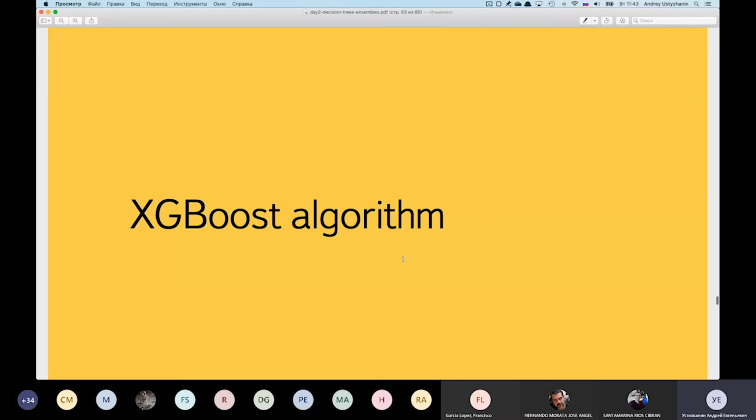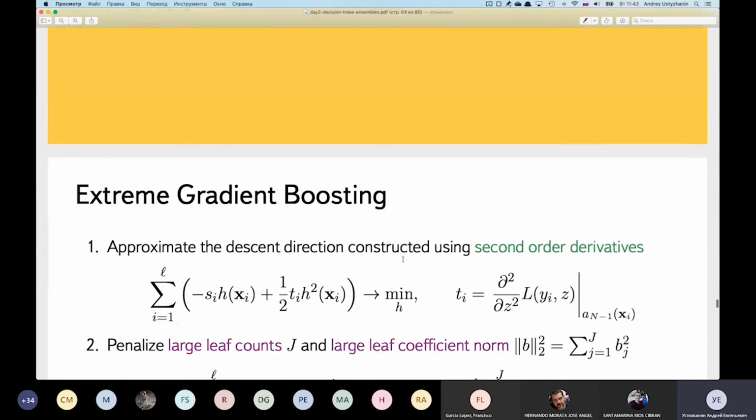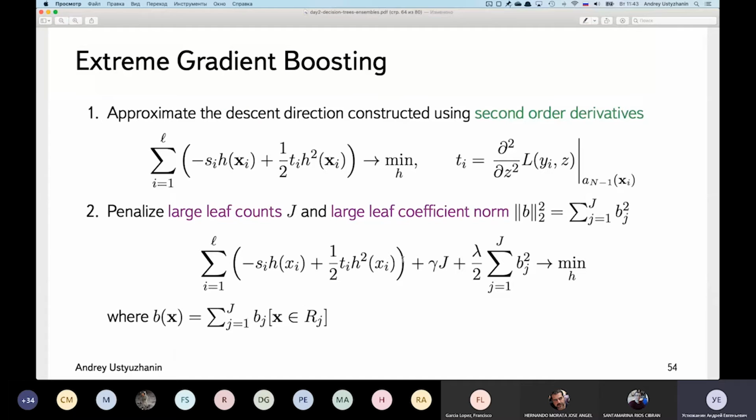Okay, so this is it. There is a section devoted to XGBoost, but I'm not going to go into details. If you want to explore this, I welcome you to look at it. Just a few more ideas to build better decision trees: it takes into account second-order derivatives, and it penalizes large leaf counts by some regularization term that is added to the loss function when they compute the gradient. So it is exactly this guy.